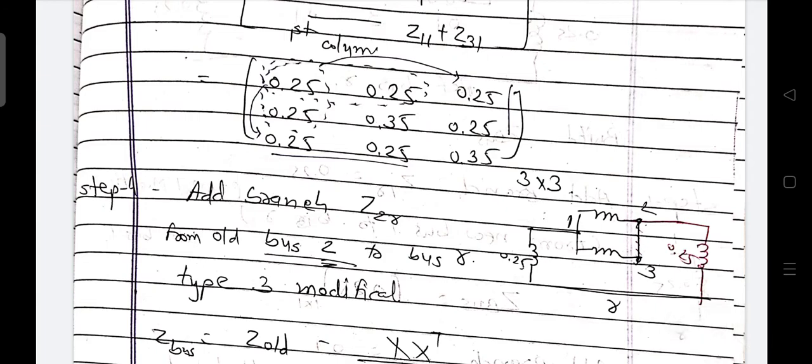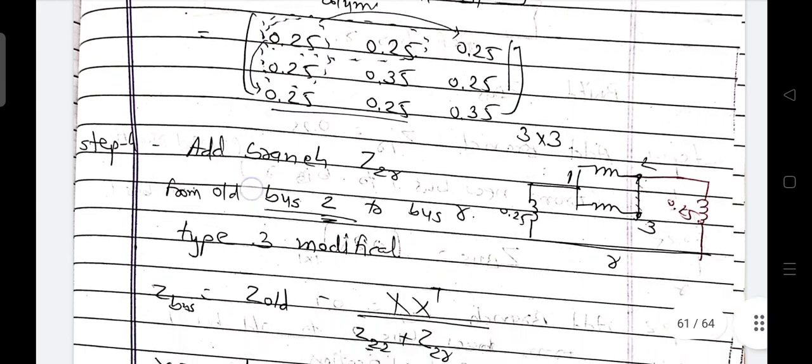Now the fourth step is we are adding branch Z2R. 2R means from the old bus to the reference bus. So this is a type 3 modification, as here we are not adding any new bus, so the old bus order should remain the same as 3 cross 3.